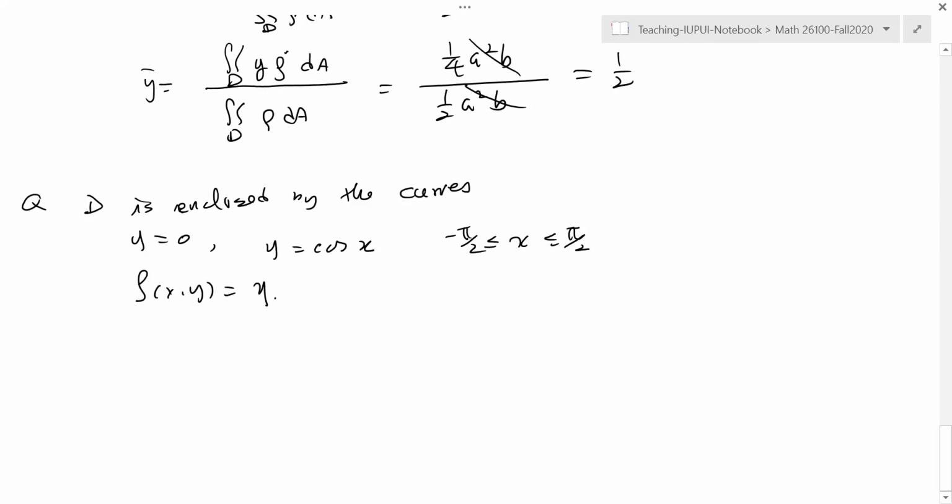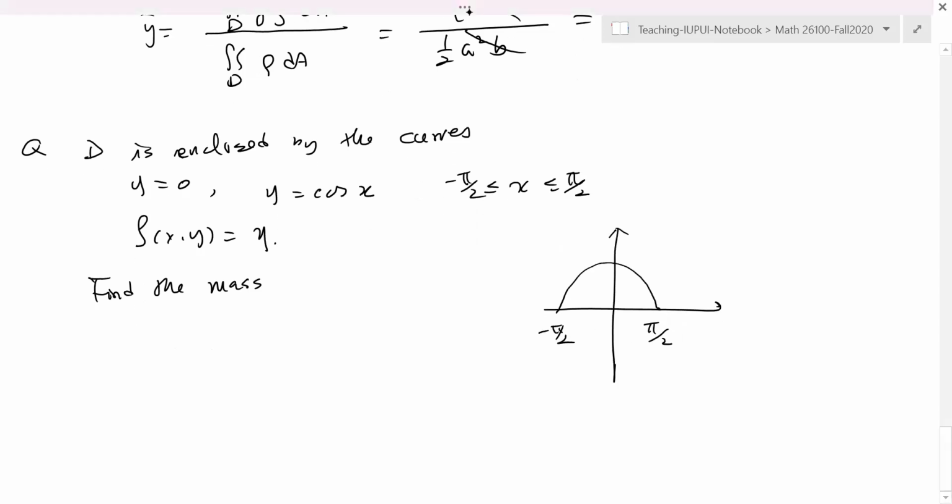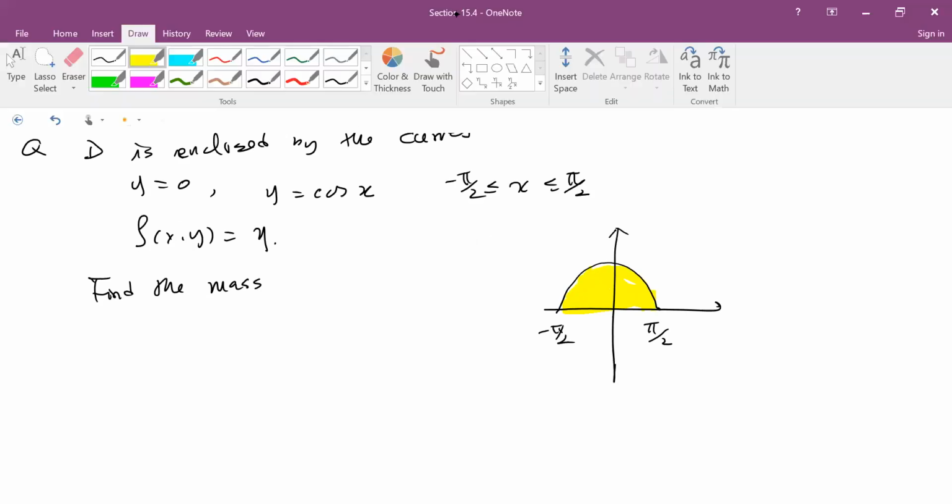All right, so let's do this. Find the mass. For step 1, you just draw the picture. What is the region? It'll be very important. Y equals 0 is the x-axis. Cosine x from -π/2 to +π/2 looks like that. It looks like a parabola. So this is our region.